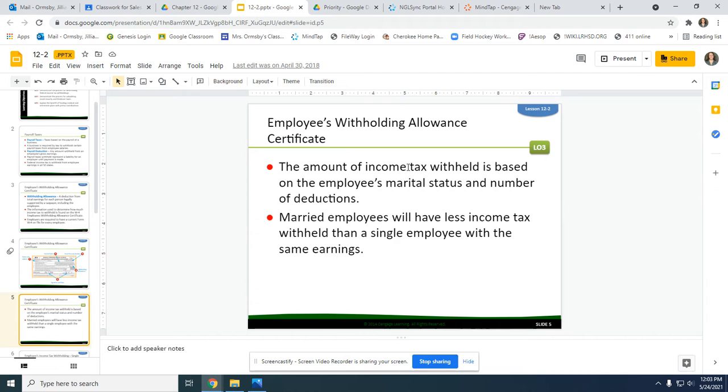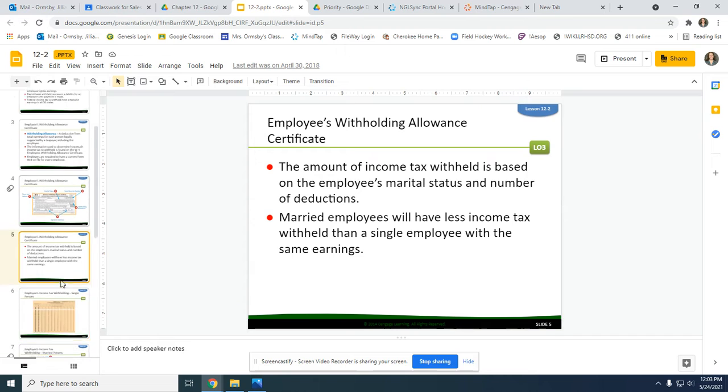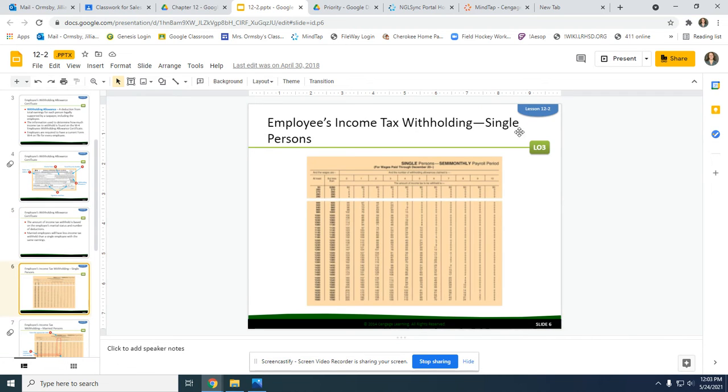So, like I said, the amount of income tax withheld is based on the employee's marital status and number of deductions. Married employees will have less income tax withheld than a single employee with the same earnings. This is a look at an employee's income tax withholding schedule for single persons. So it's the number of people that you're ultimately responsible for and the amount of money that you're making, and you'll find the intersection. So if you are a single person, you would use this chart, choose the number of people you are responsible for, and then find the amount of money you make. The intersection is how much federal income tax is going to be withheld from the employee's paycheck.